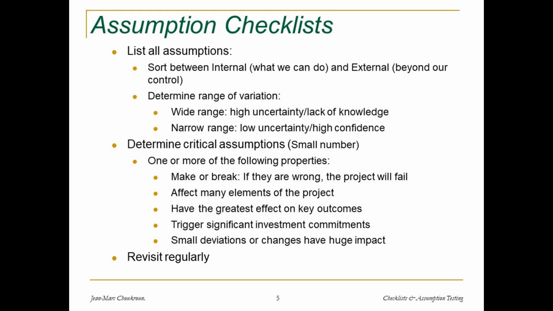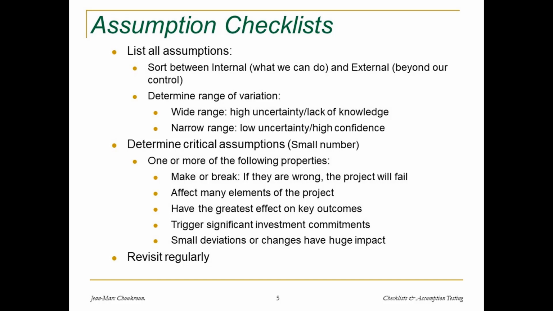So let's talk about assumptions. And I have a checklist here about assumptions. So as we start a project, let's first start with thinking about all the assumptions that we have made. And there are essentially two kinds. There are so-called internal assumptions, which deal with the things that we can control, and external assumptions, which are those that are beyond our control. And then for all of those, there is a range of variation. When there is a wide range, that means that there is a high uncertainty attached to them. When there is a narrow range, it means that we have a high confidence.